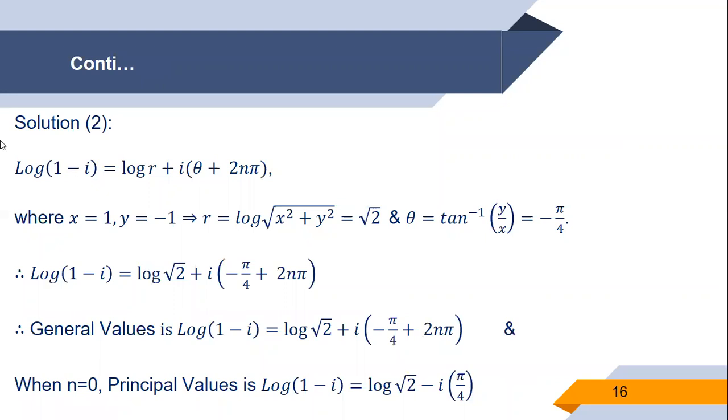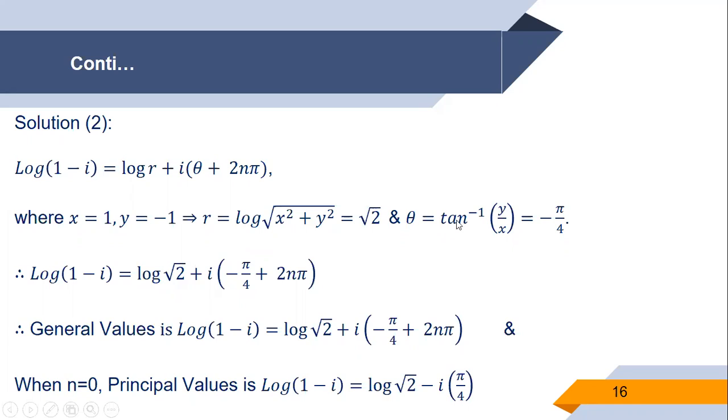Now another example, log(1 - i). So log(1 - i) is log r, same procedure, plus i(theta + 2n pi). We compare with the standard formula z = x + iy. So x is 1, y is minus 1. Again r is the square root of x squared plus y squared, so 1 squared plus 1 squared is root 2. Here also there is a writing mistake, it is not log here, only the square root of x squared plus y squared, so root 2.